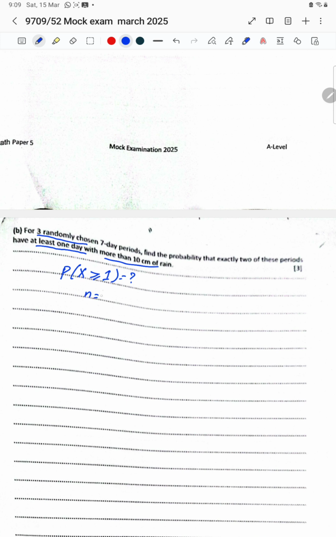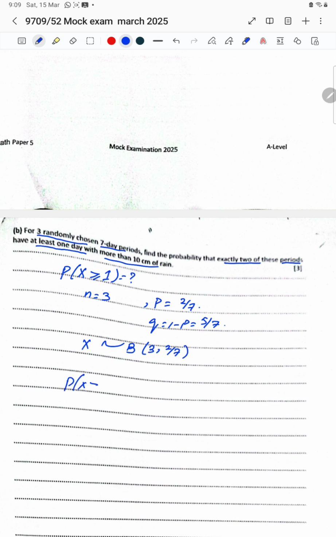So n is what here? 3. P, we know, for that was how many? Exactly 2 of these periods. A period was 7 days, so P is 2 by 7. And what comes Q? 1 minus P, 5 by 7. It is a 3 marks question only. So X belongs to a binomial with 3 and 2 by 7 as n and P.